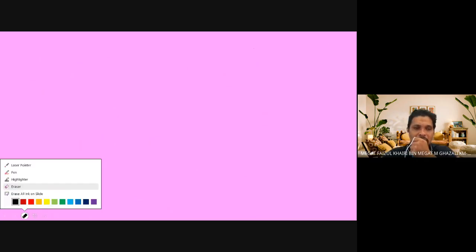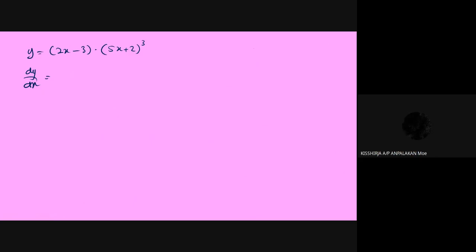What about this kind of question? y equals 2x minus 3 times (5x plus 2) cubed. Find dy/dx. Do you have this kind of question in your syllabus? Yes. Do you still remember how to solve this? Test this question first and send your solution through WhatsApp. If correct, then it's okay. If not, then we'll discuss it.